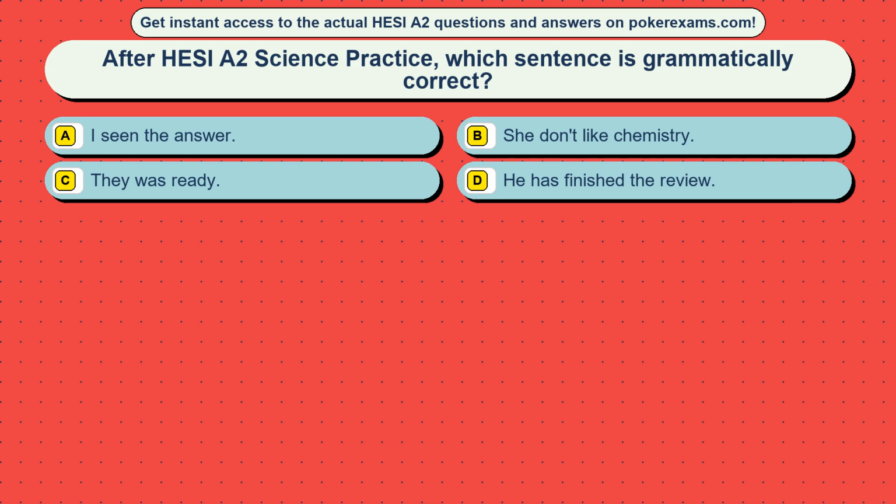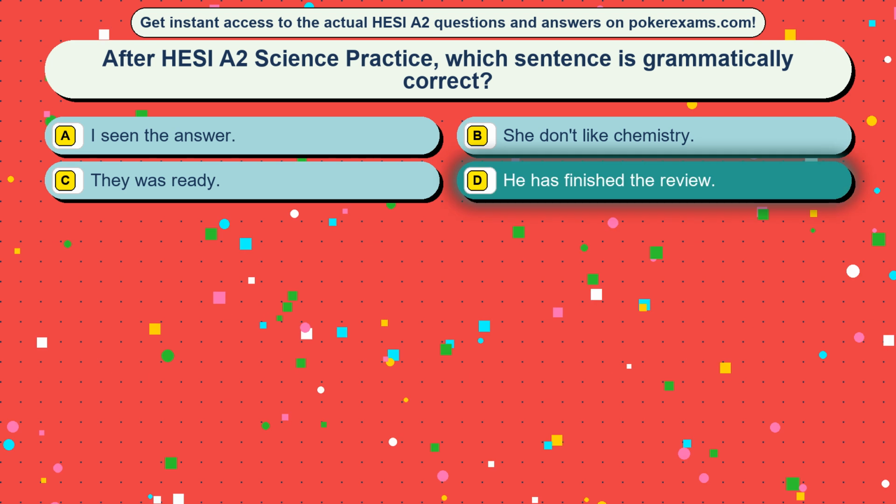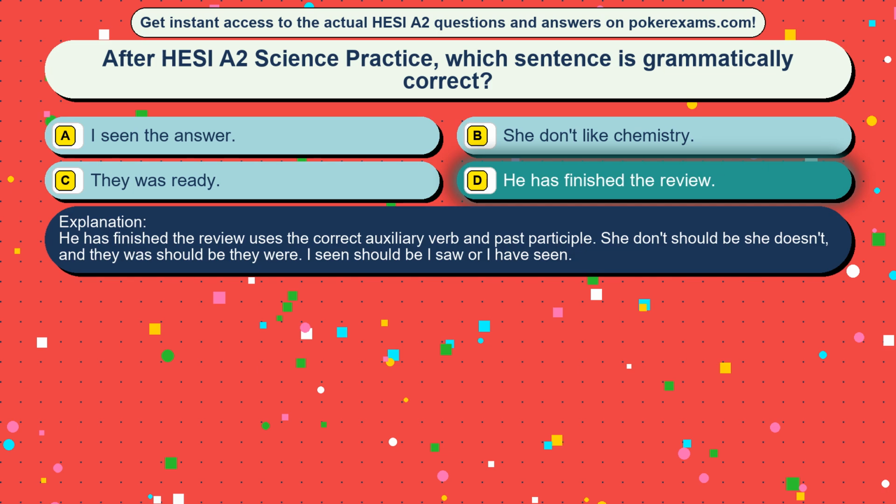Question 16. After HESI A2 Science Practice, which sentence is grammatically correct? Option A. I seen the answer. Option B. She don't like chemistry. Option C. They was ready. Option D. He has finished the review. The correct answer is option D. He has finished the review. He has finished the review uses the correct auxiliary verb and past participle. She don't should be she doesn't, and they was should be they were. I seen should be I saw or I have seen.